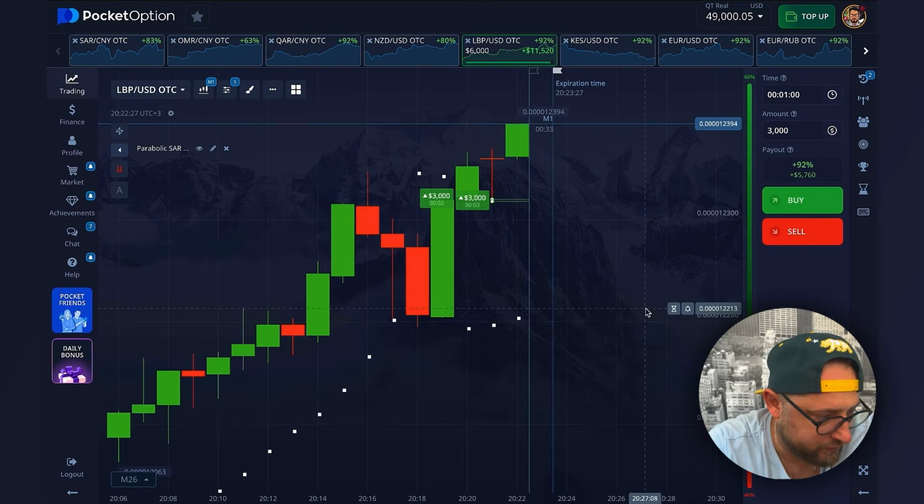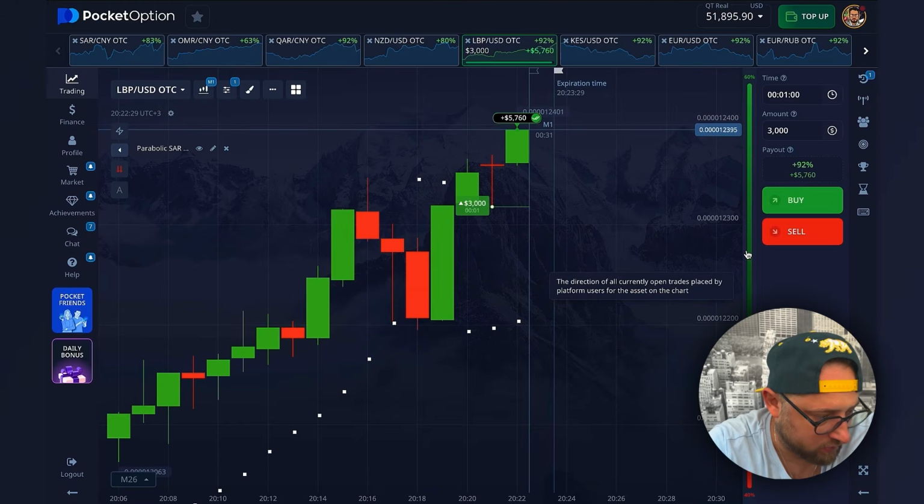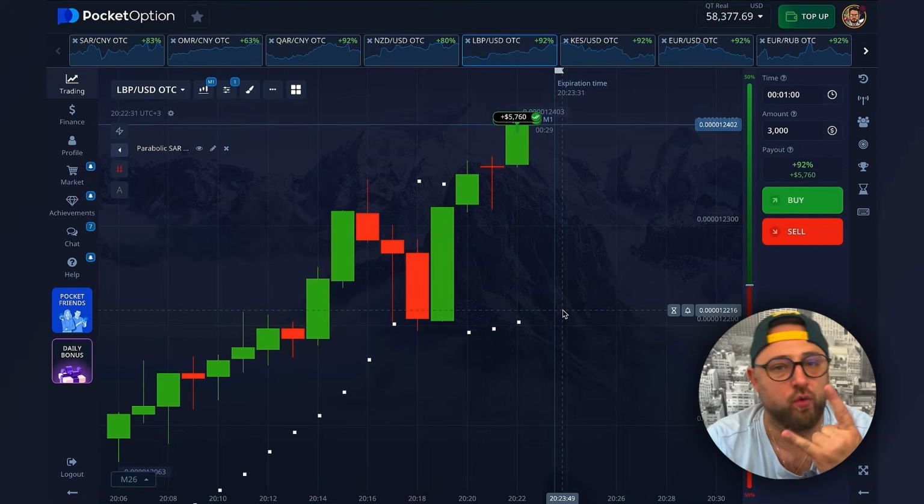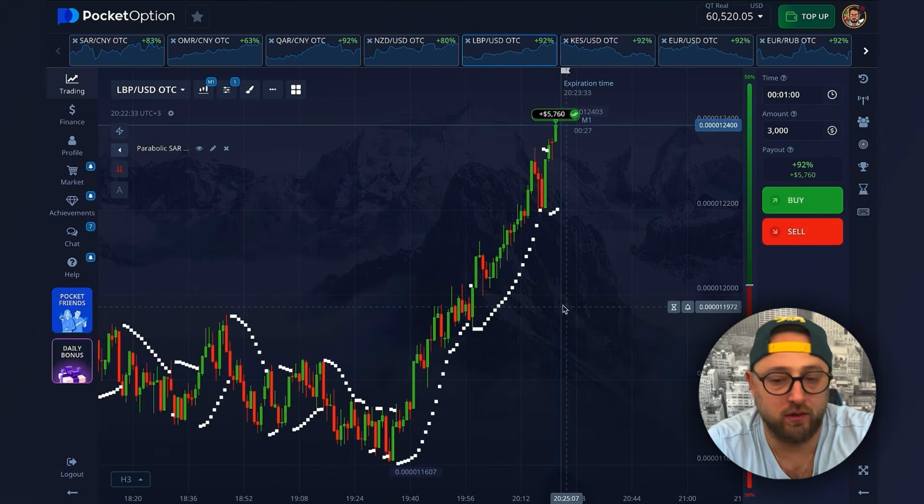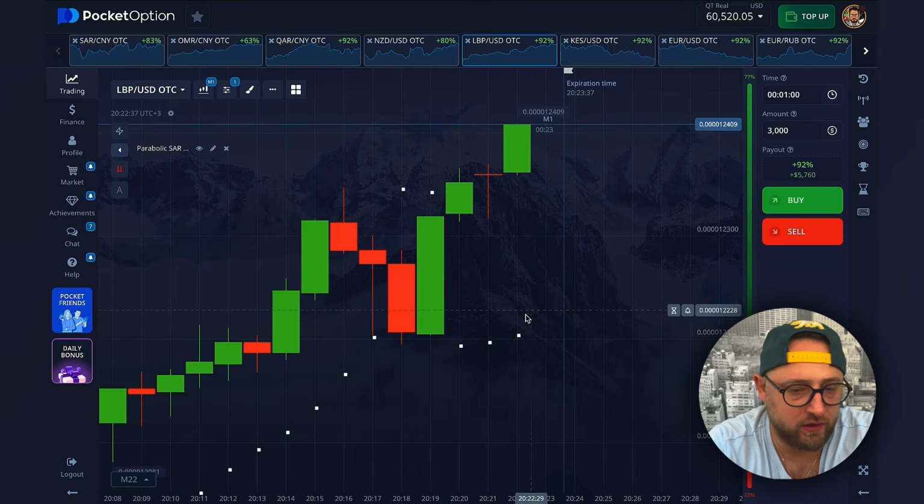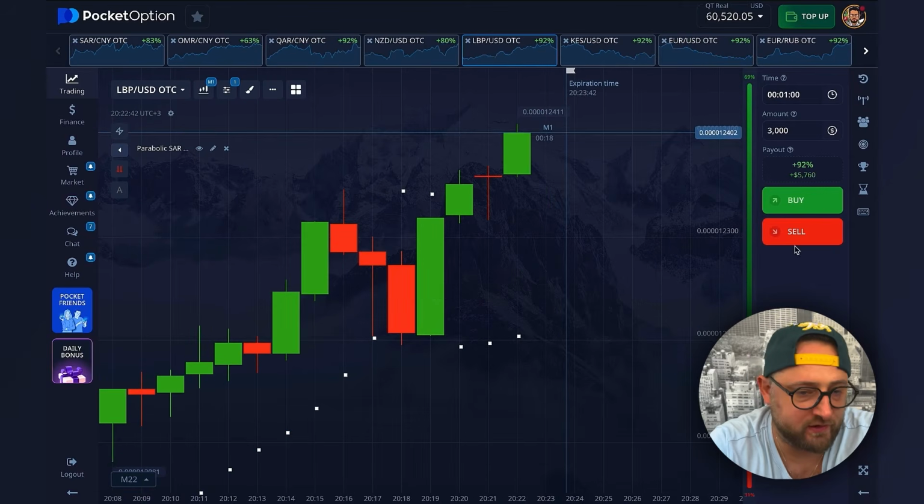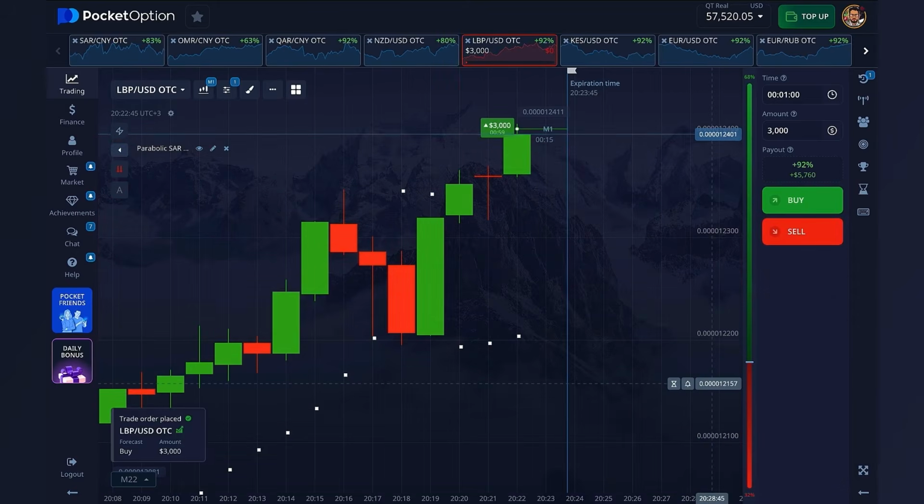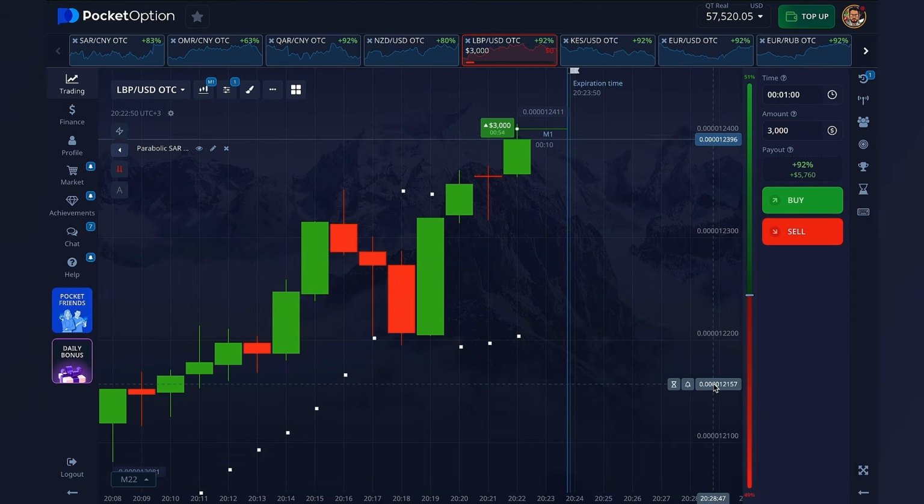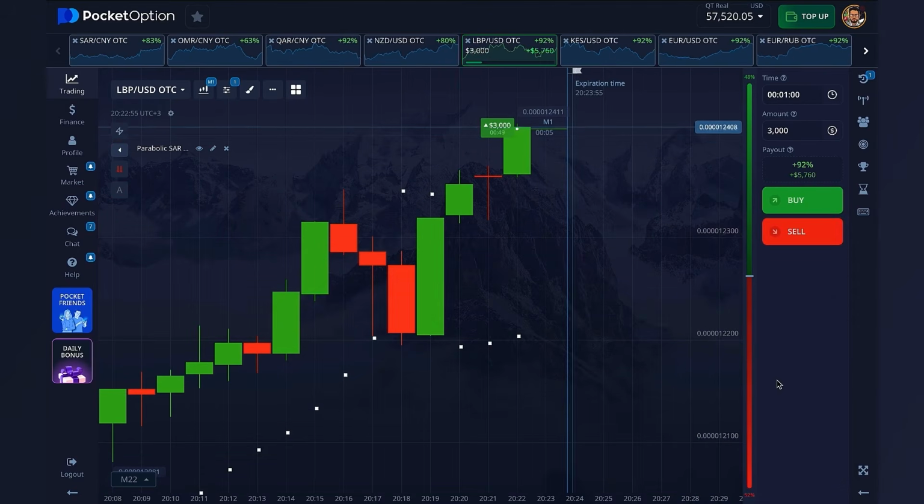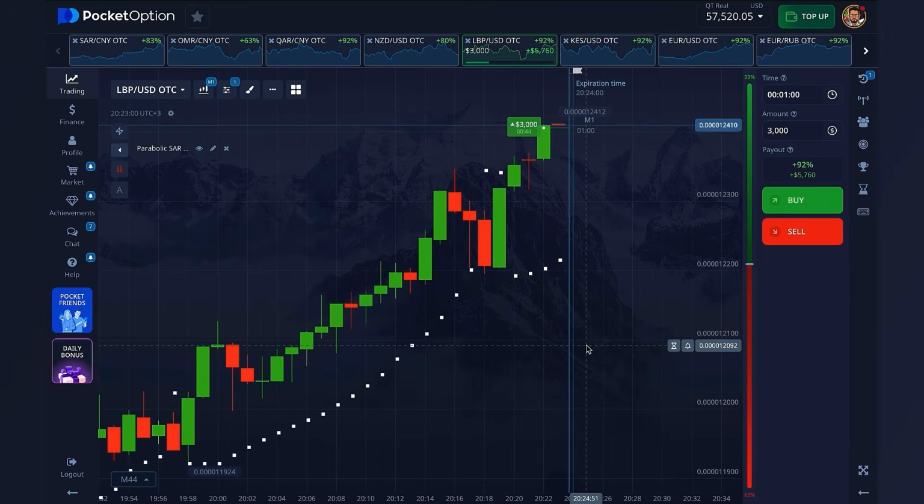5, 4, 3, 2, 1. Boom! I love this feeling. From 30 to 60,000. Double up. Trading with strategy. Staying calm even when half the deposit is in play. I just want this candle to be green.